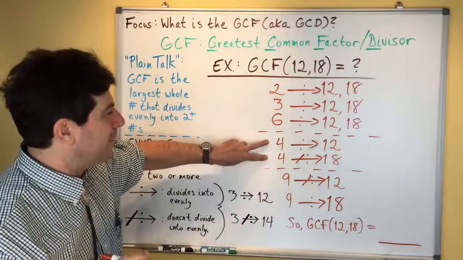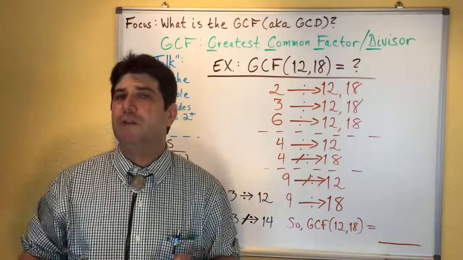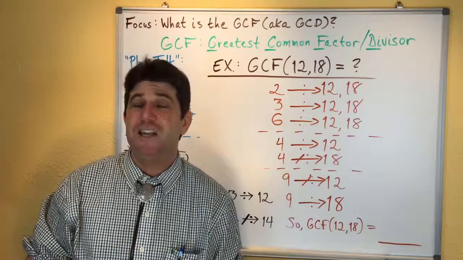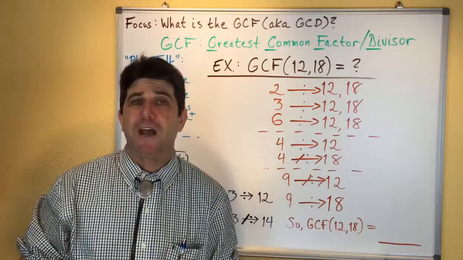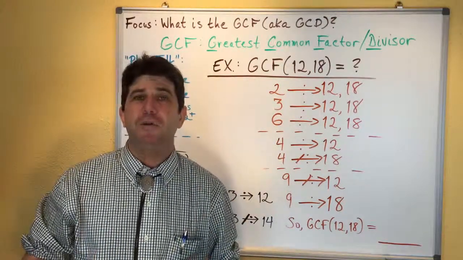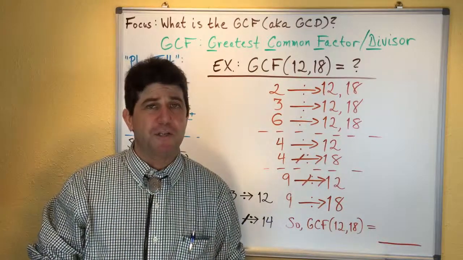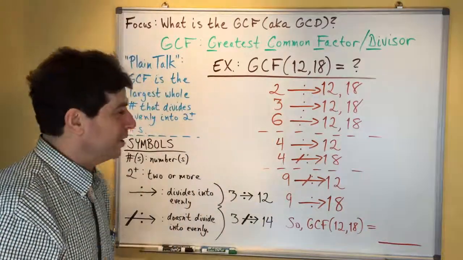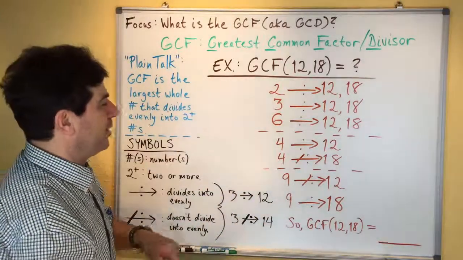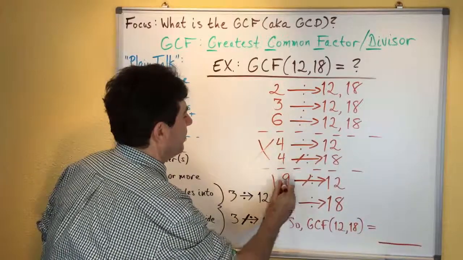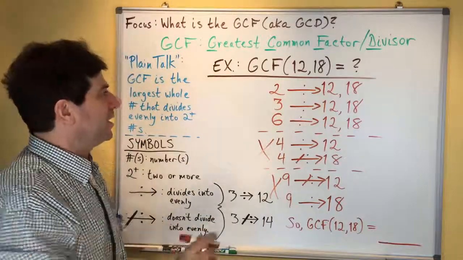Now, of course, I put up 4 and 9 to demonstrate the idea that if a number goes into only one of the two numbers under consideration, it is not the GCF. It's not even a common factor. To be a common factor, and of course to be the GCF, it must go into both numbers under consideration, if there are two numbers, or all numbers under consideration, if there are more than two numbers that you're looking at. So 4 and 9 are not common factors of both 12 and 18, so we cannot even worry about 4 and 9.